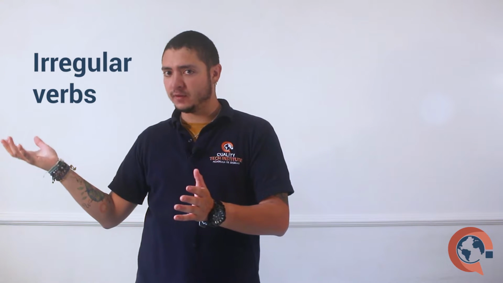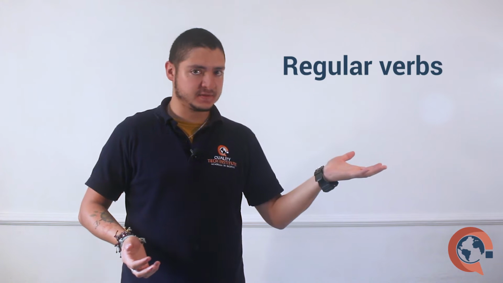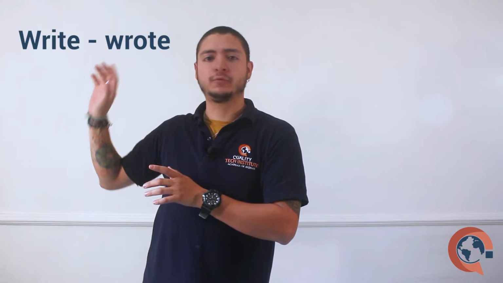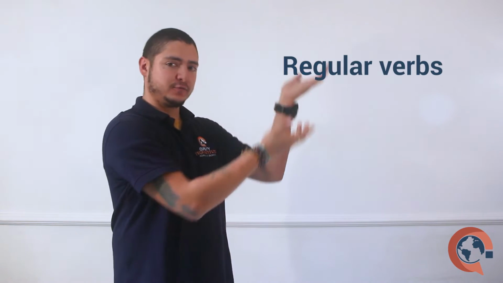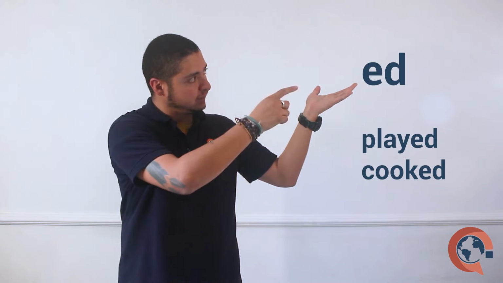Now, before we begin, in English we have two types of verbs. We have irregular verbs and we have regular verbs. Irregular, the form of the verb or the word changes. For example, write, wrote. So today we practice regular verbs. It is really important to remember that regular verbs finish in ed, like this, ed.